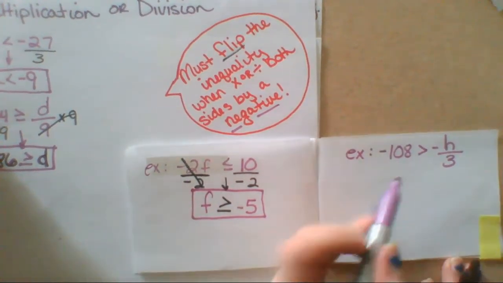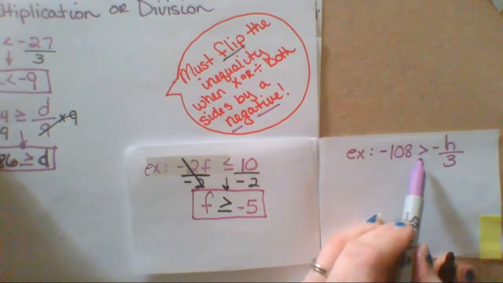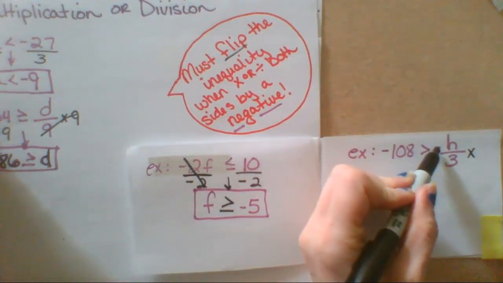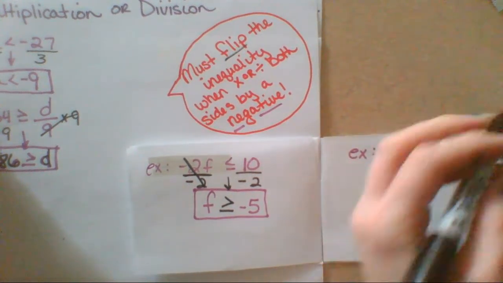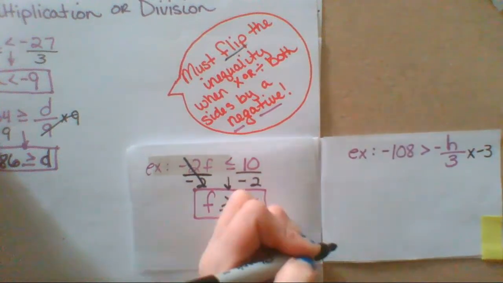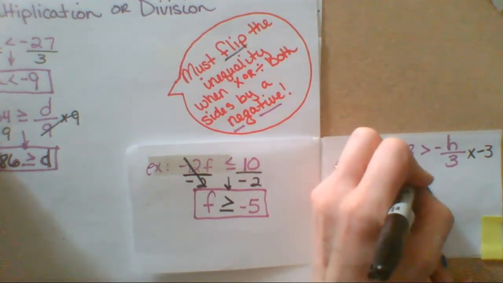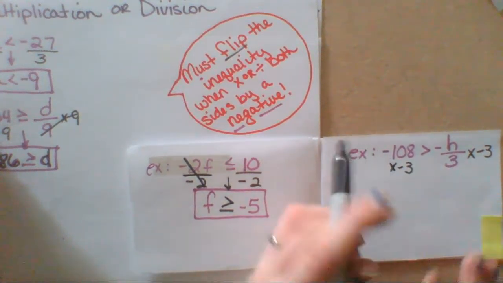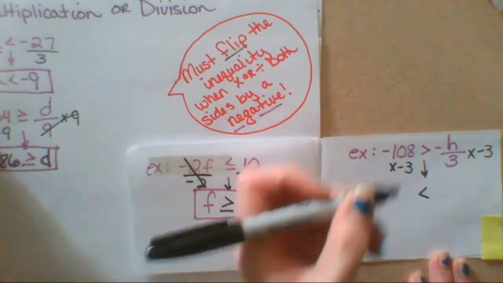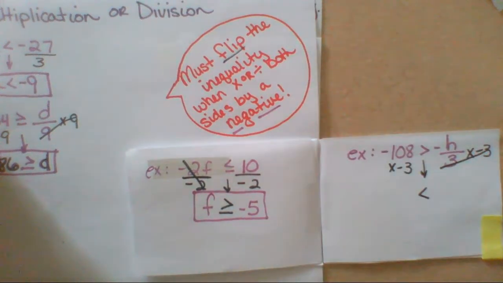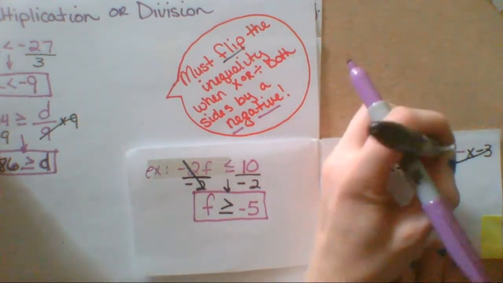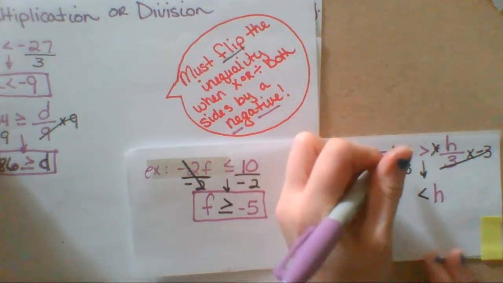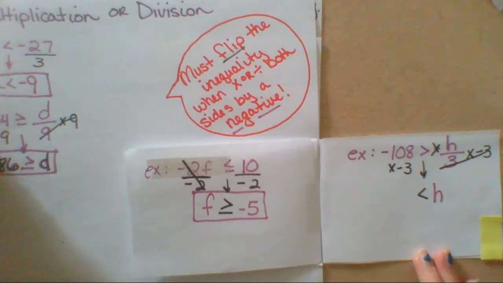Okay? Over here, -108 is greater than -h divided by 3. Again, inverse operations. I want to get rid of that negative and I want to get rid of the 3. So I'm going to multiply by -3, both sides. Okay? I multiplied by -3. Flip that inequality right now. The 3's cancel. And the negative cancels, sorry. That also cancels out of there. We're left with h on the right-hand side all by himself, which was our goal.